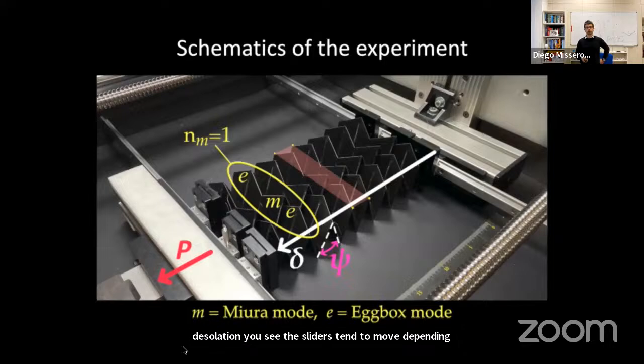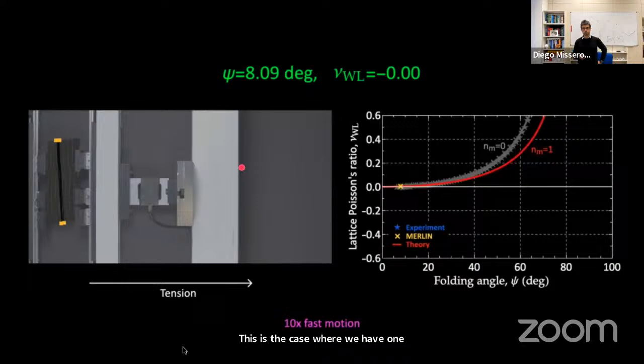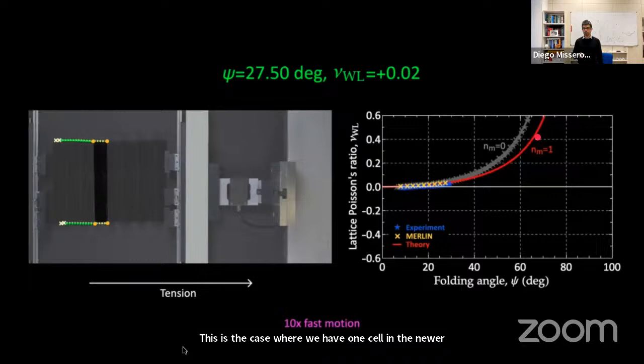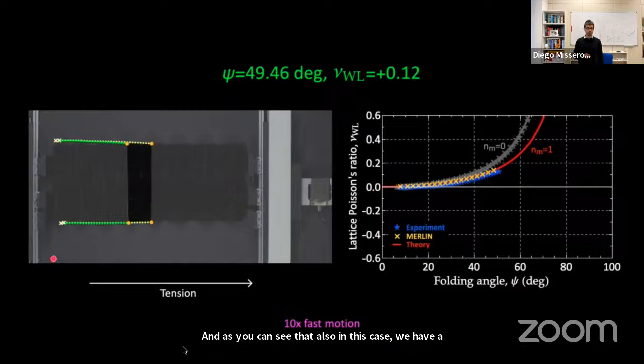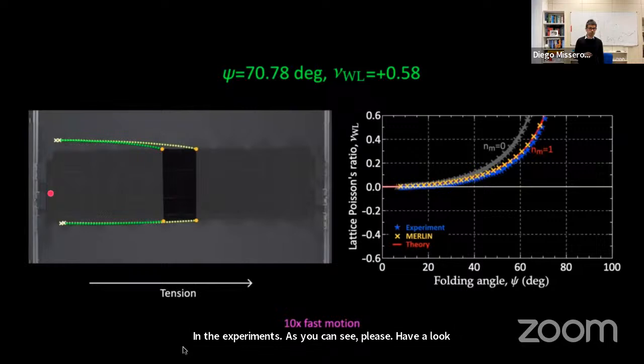This is the case where we have one cell in the Miura mode and two cells in the egg box mode. And as you can see, also in this case, we have a slightly lower Poisson ratio, but it is well captured in the experiments. Please have a look here at what is happening. You see this slider is getting closer and closer to this one.